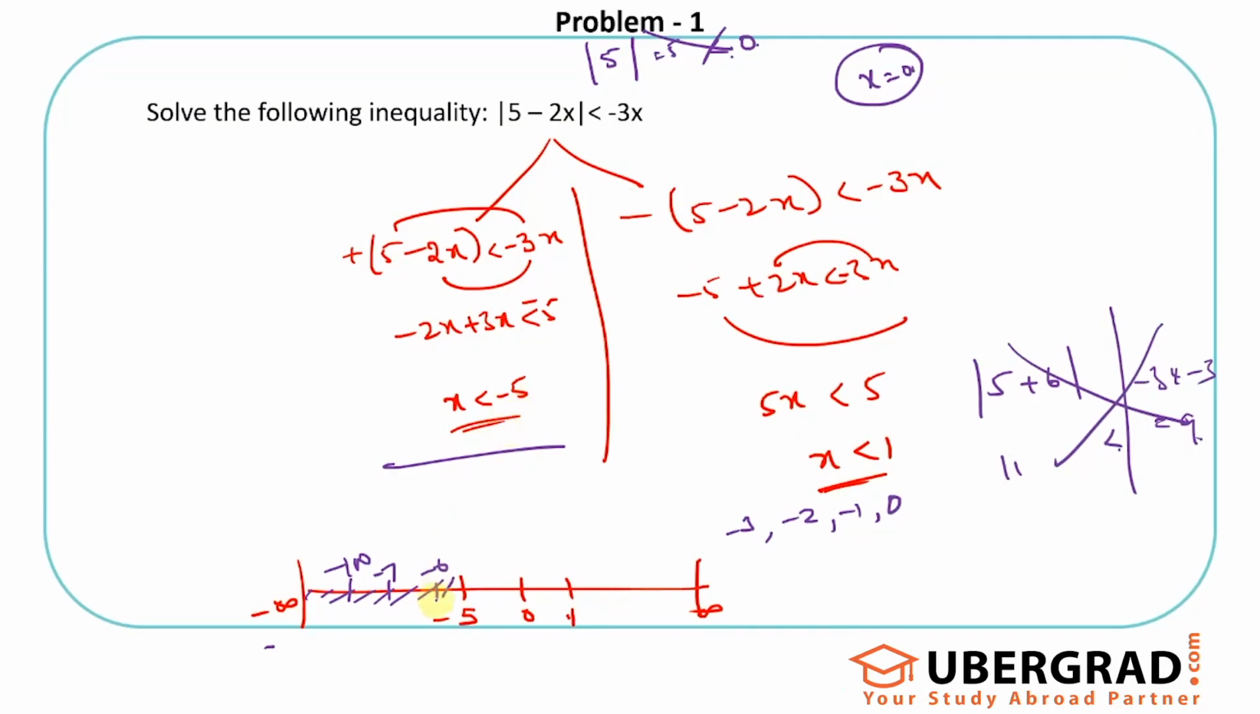What about this side? If x is less than minus 5, I can check minus 6, x is equal to minus 6. What do I get? 5 minus 2 into minus 6 is 12, so it is 17. The RHS will be minus 3 into minus 6, which is 18. So 17 is less than 18. This is true. So this is the correct range. The point is this, that to satisfy this, it has to be less than minus 5 and less than 1, which means it has to be less than minus 5. So that's what you can see.